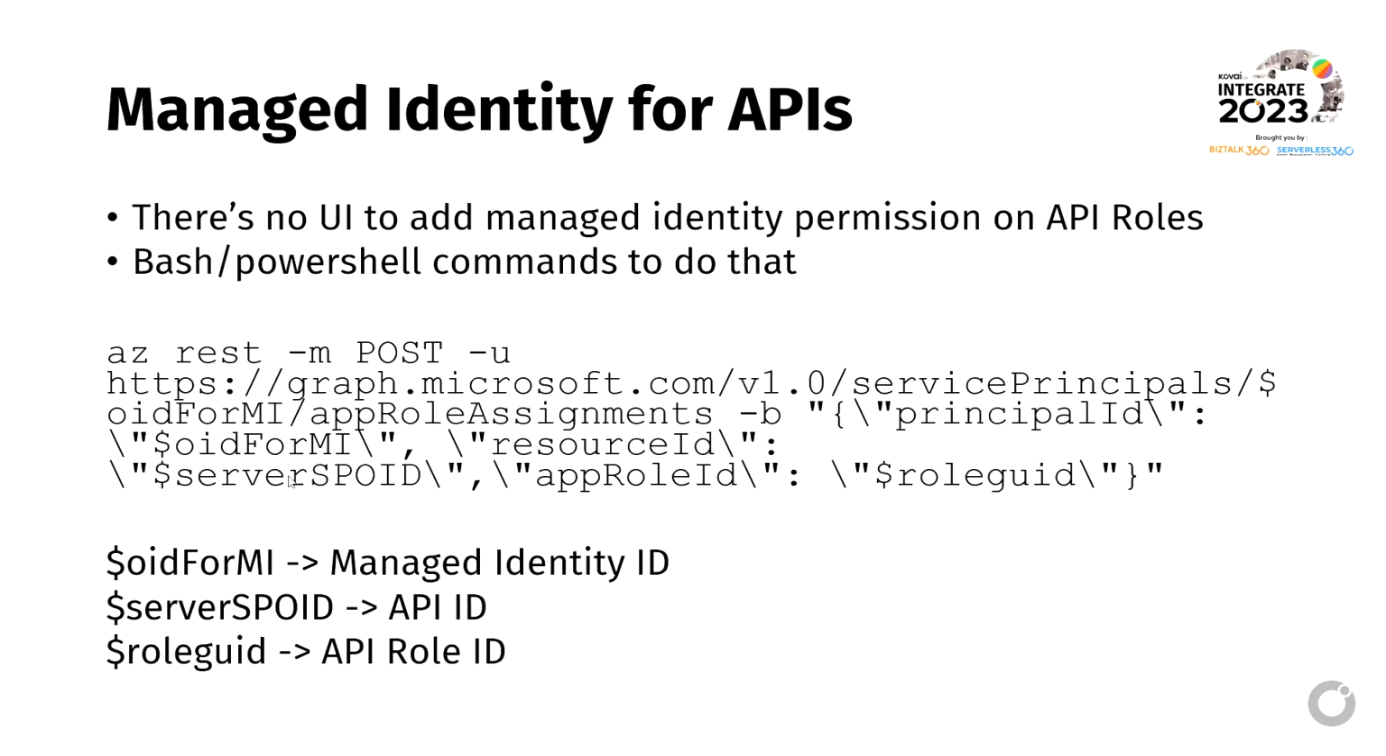So this command here, I'm just showing these variables: OID for MI, server, SPOID, and role ID. It specifies what the managed identity is, what the managed identity credential is, what the thing is that I'm trying to consume, and what the permission is that I'm trying to give. So I just execute this az rest command to give that access.